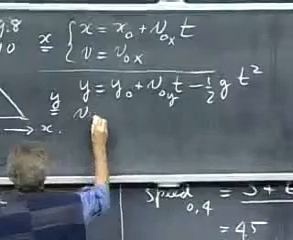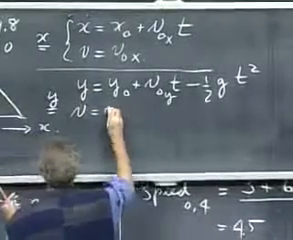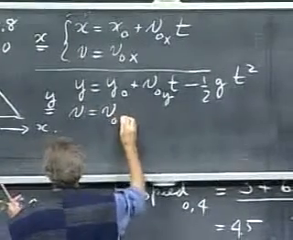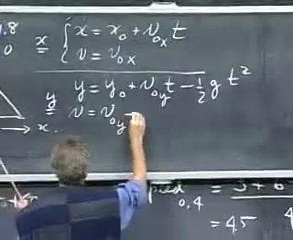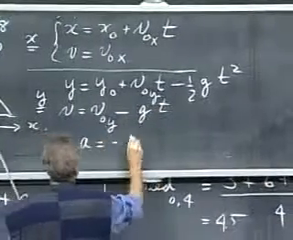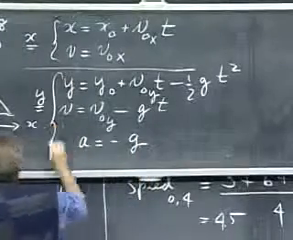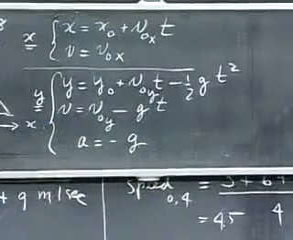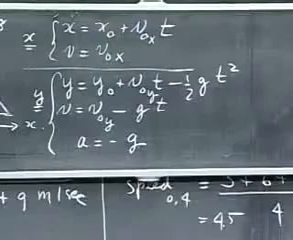Then the velocity in the y direction as a function of time would be this derivative, that is v0y minus g t, and the acceleration equals minus g. So these are the three equations that govern the motion in the y direction.